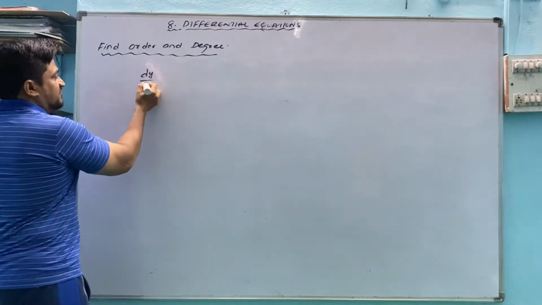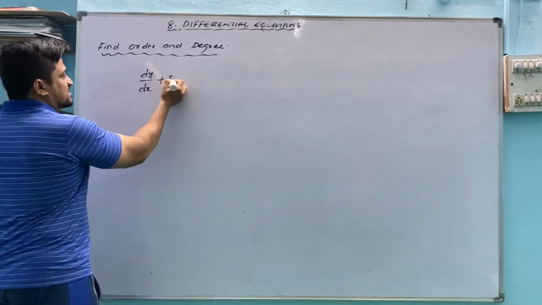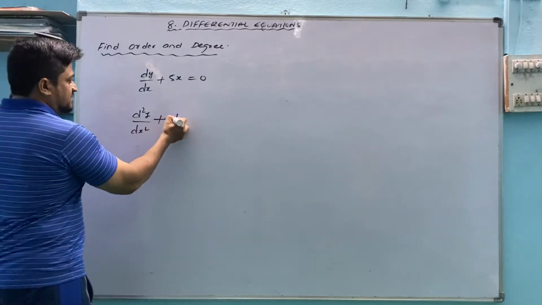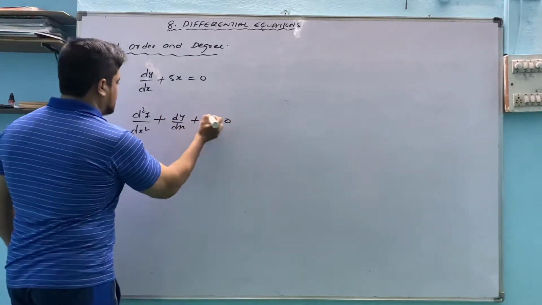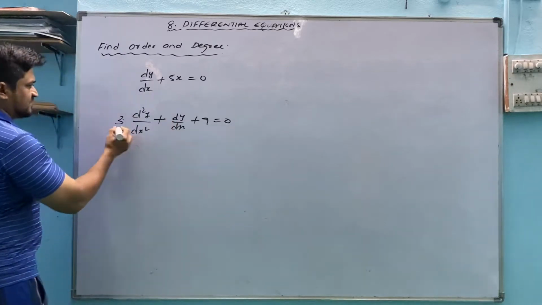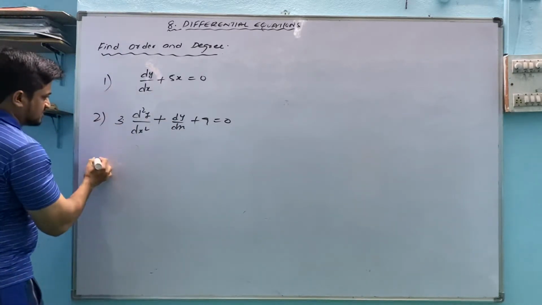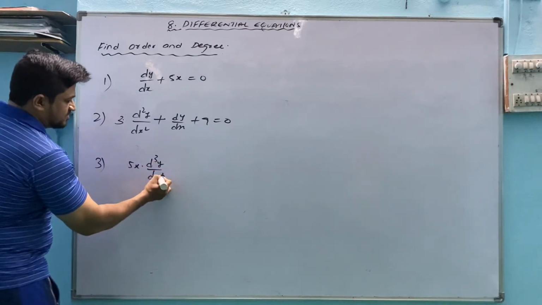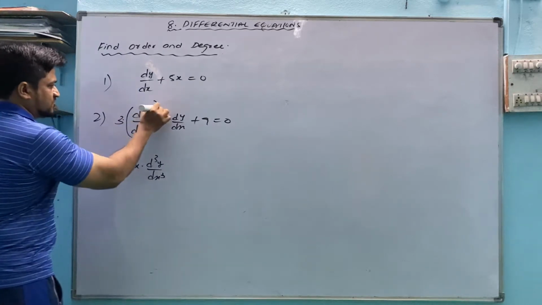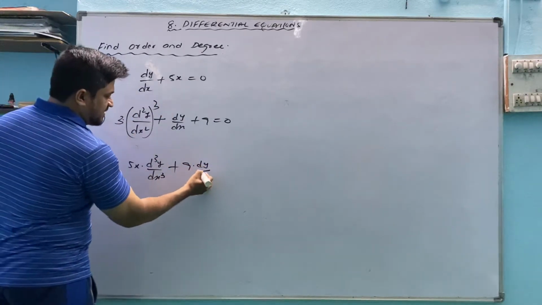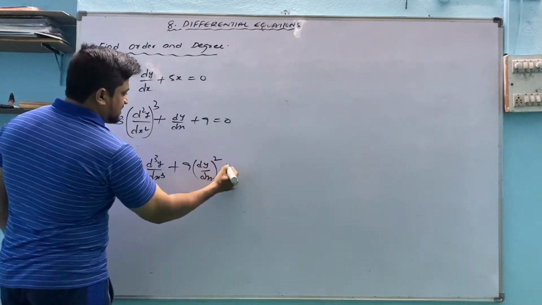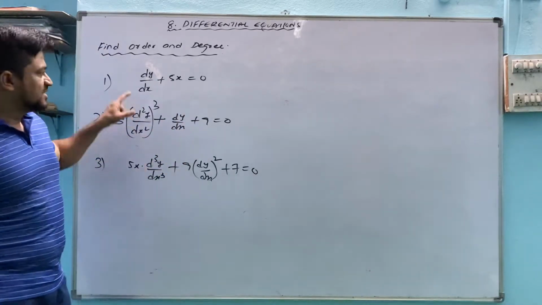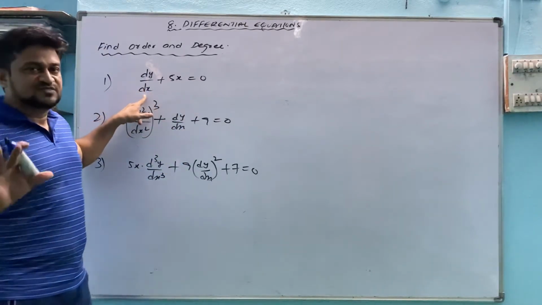One differential equation. A differential equation means anything like this: 5x equals 0, or d square y by dx square plus dy by dx plus 9 equal to 0, or any numbers are there, and 5x into d cube y by dx cube, this also has a cube, plus 9 into dy by dx whole square plus 7 equals 0. See, these are differential equations. Why are these differential equations? We have the equal to symbol and dy by dx. Derivatives are used in this one.